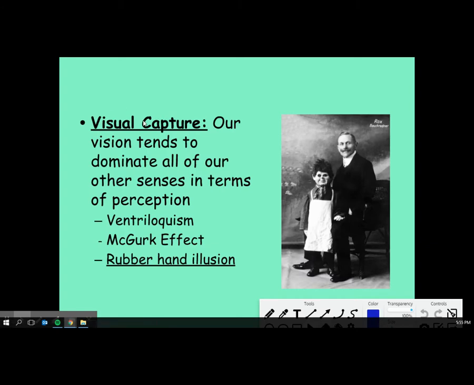Visual capture. So vision is our most dominant sense. As you saw with the McGurk effect, which was the ba, ba, ba, fa, fa, fa, even though you were hearing the same thing each time, your brain perceived it differently based on how the guy's mouth was moving. Okay, vision is our most dominant sense. It will overtake all of our other senses. This is what is called visual capture. This is how a rubber hand illusion works.